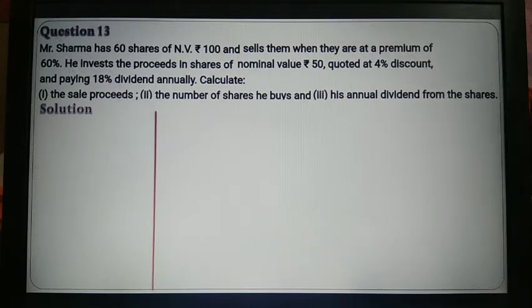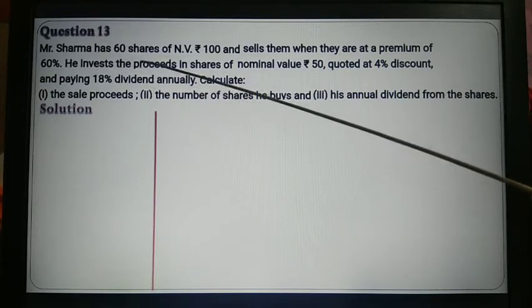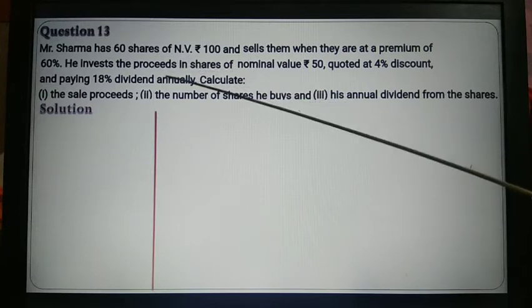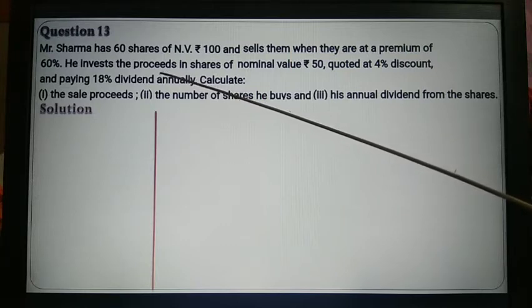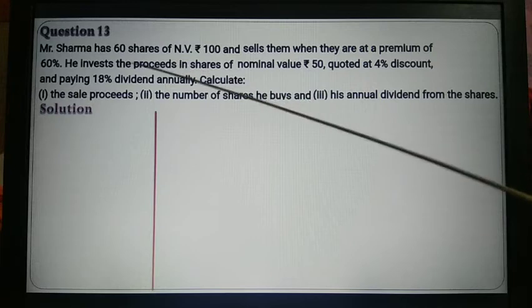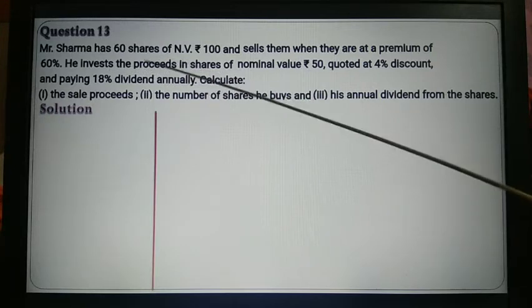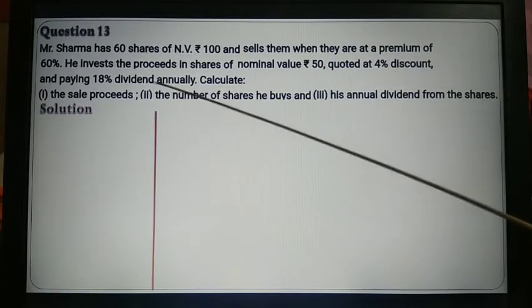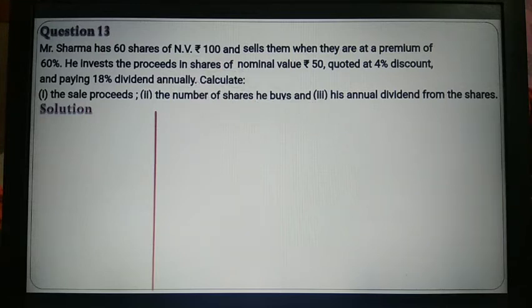Now next, what he does is he invests the proceeds. Proceeds means the amount received by selling the whole share. So he invests the amount after selling everything in shares of nominal value rupees 50, quoted at 4% discount, and paying 18% dividend annually.